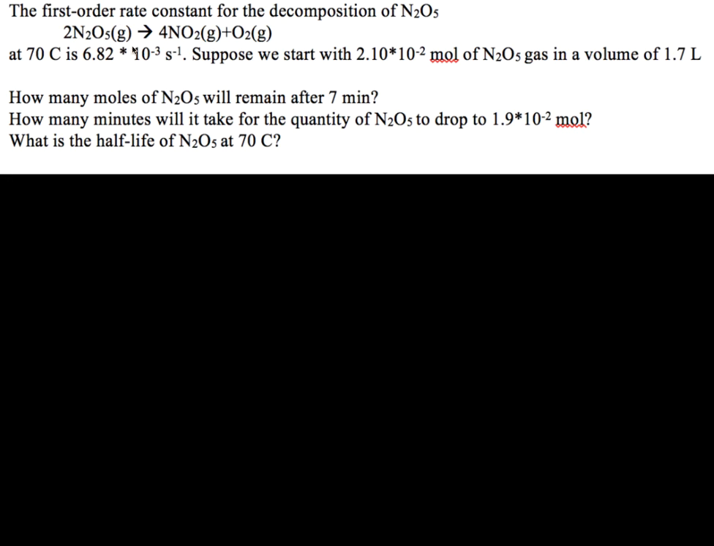This problem here is 3 parts, asking some different questions about how many moles of N2O5 will remain and how long it will take for the quantity to drop, as well as what the half-life is at 70 degrees Celsius. And we're provided with this information. We're given the reaction and a temperature with a rate constant and an initial number of moles as well as volume. So let's start out with the first question here.